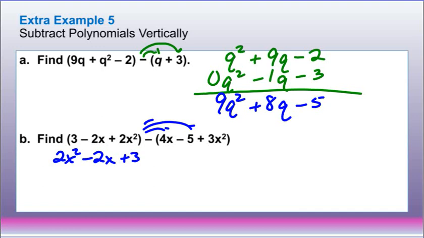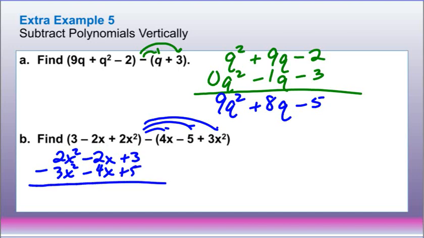And our last one, I have 2x squared minus 2x plus 3. If I distribute, that gives me a negative 3x squared, negative 4x, and a positive 5. If I add straight down, that gives me a negative 1x squared minus 6x and a positive 8.